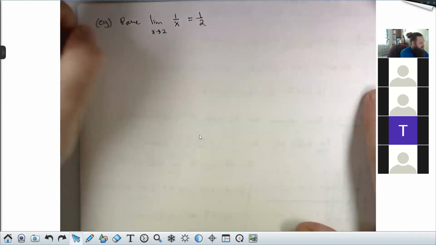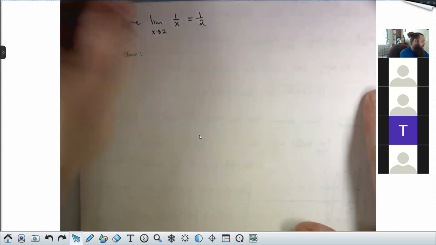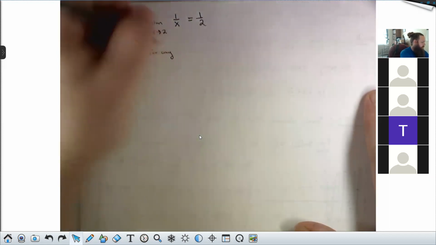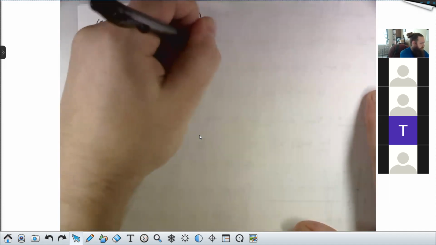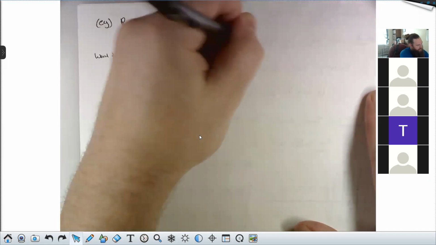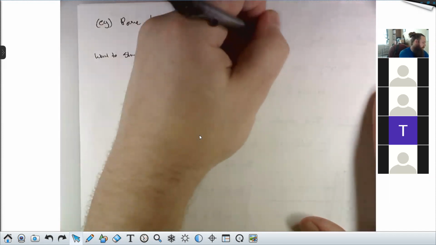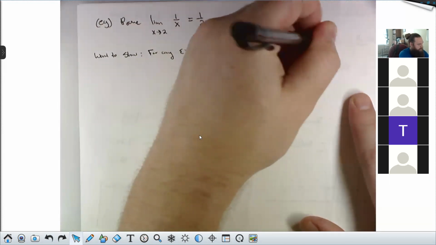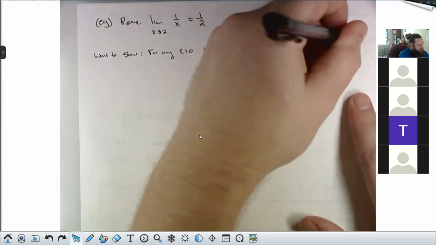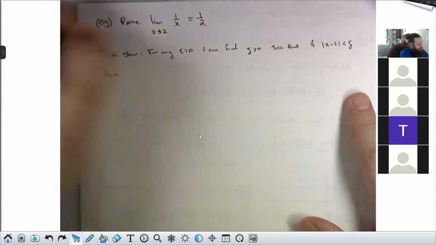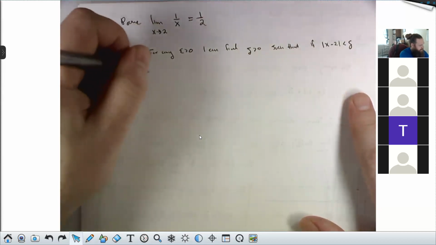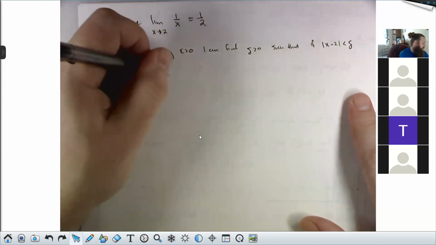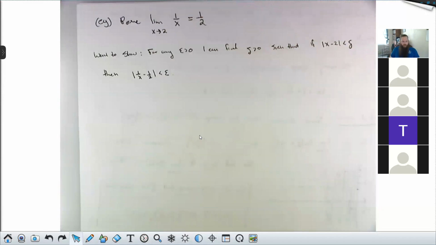All right, so what do I want to show? Is that for any epsilon positive, I can find a positive number delta such that if the absolute value of x minus 2 is less than delta, then the absolute value of 1 over x minus 1/2 will be less than epsilon. That's what I want to show. So try and parse the "such that" here before we do anything else.